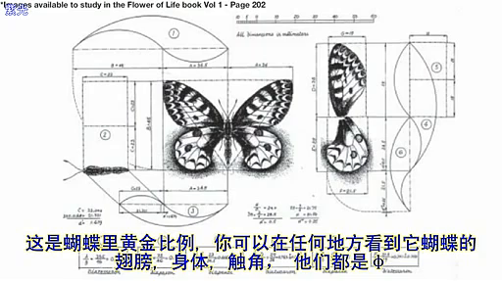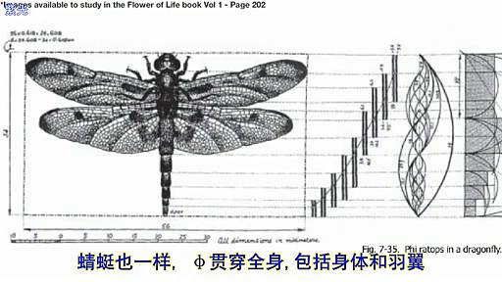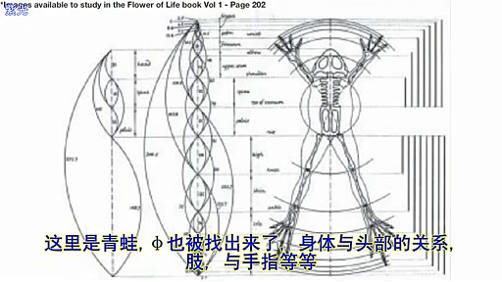Here is the phi ratio in butterflies. You can see this ratio everywhere, from the wing size to the body to the antennas. They're all phi ratios. Here's dragonflies. It's the same story. Phi runs along the entire body, and the relation to the body and the wings. Here it is in frogs. Phi is found throughout the body in relation to the head, to the arms, to the fingers, and so on.